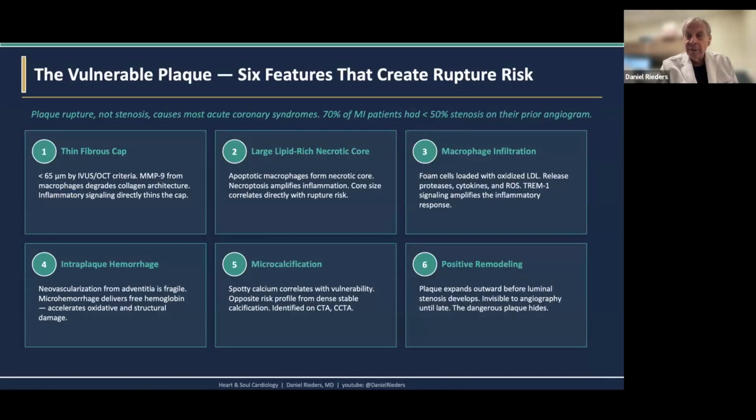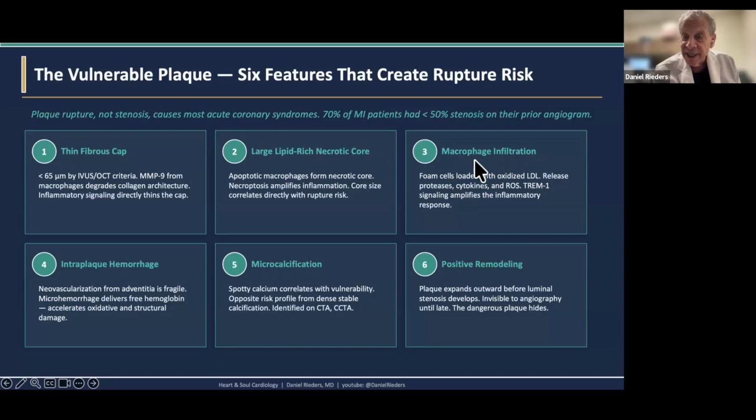So what we're talking about is a vulnerable plaque, and there are features that show us that we're not doing well. They include a thin fibrous cap, a large lipid-rich necrotic core. The bigger it is, it expands. Things can happen inside of that and cause chaos and havoc. Sorry for my common language. It's just easier for me to talk that way.